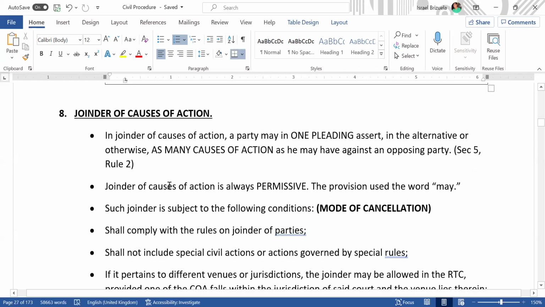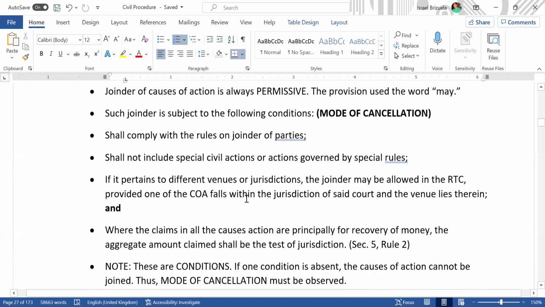Joinder of causes of action. In joinder of causes of action, a party in one pleading asserts, in the alternative or otherwise, as many causes of action as he may have against an opposing party. Joinder of causes of action is always permissive. The provision used the word "may." Such joinder is subject to the following conditions.